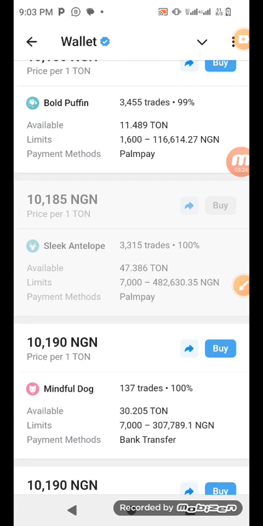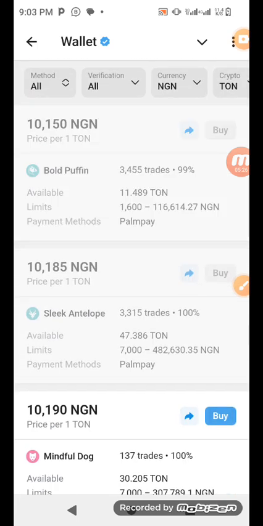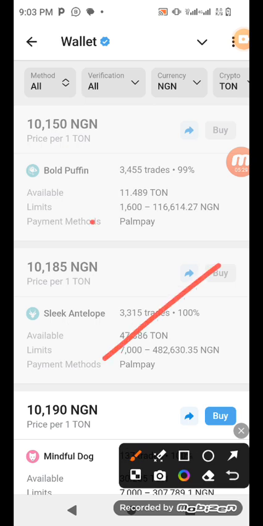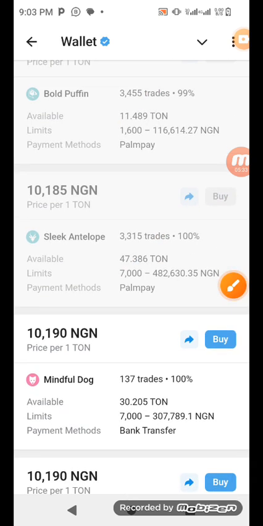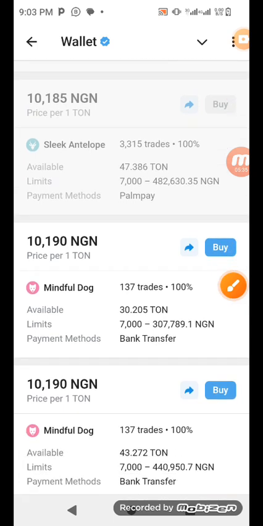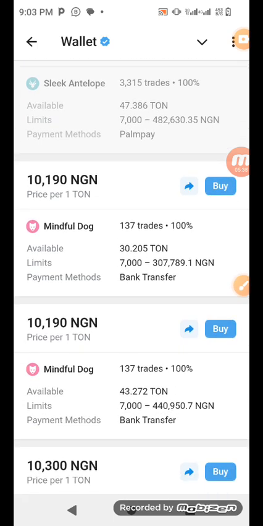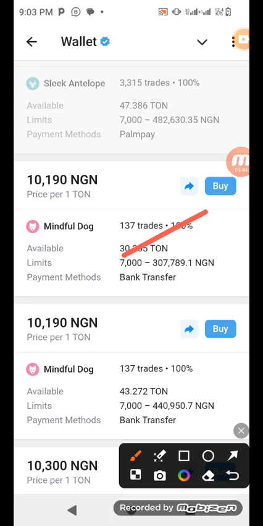You see this first person here, he is no longer available. What you are seeing now could be that he has just finished selling this. It's no longer there. Now, this person is on. He has made 137 trades. So you are considering this: how much is available, and what quantity can I buy, from 7,000 to 307,000 bank transfer?